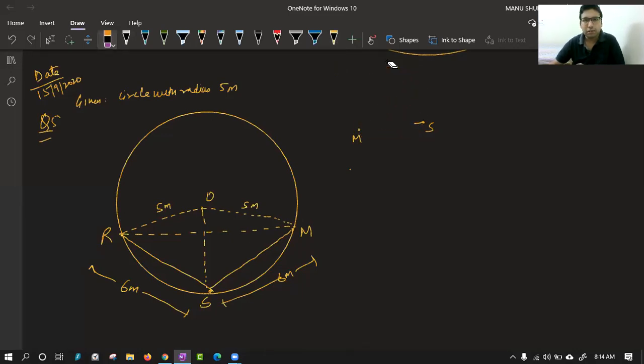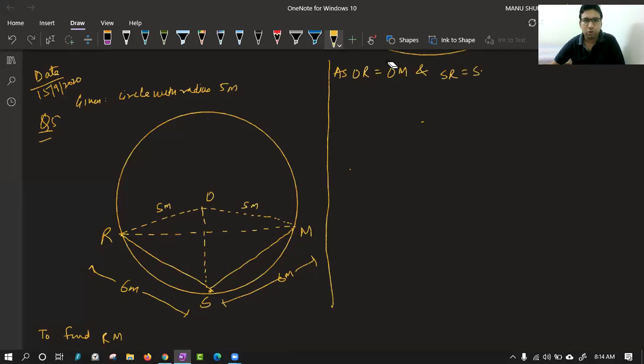as, let me write, so we have to find RM. So we can say as OR is equal to OM and SR is equal to SM, therefore ORSM is a kite. We have learned in a kite one diagonal is being bisected.